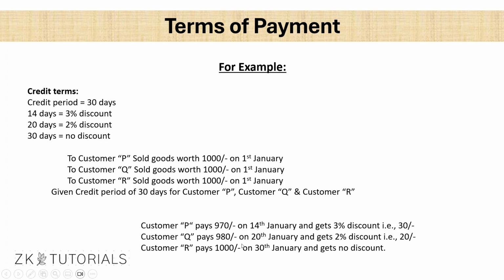And then customer R pays 1000 rupees. He has purchased goods worth 1000 and he has paid 1000 because he has paid it on the due date, that is 30th January, and gets no discount because we have said only up to the 20th day there is a discount. After the 20th day, on any day if you pay, there will be no discount. R has not availed the discount because he has paid it after the 20th day.